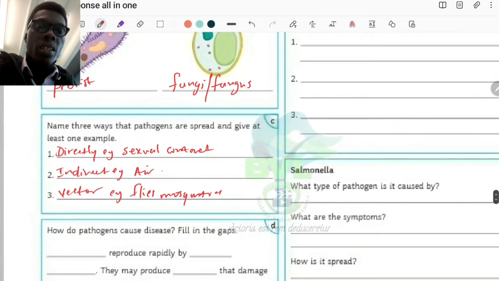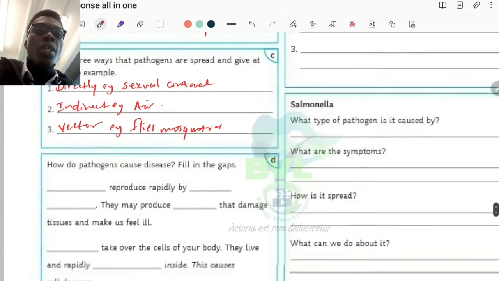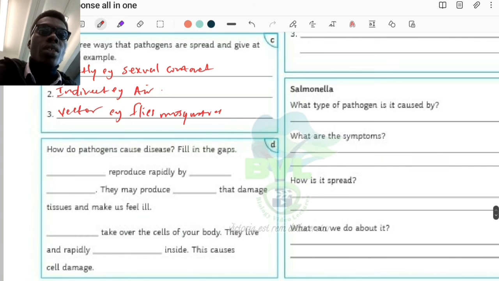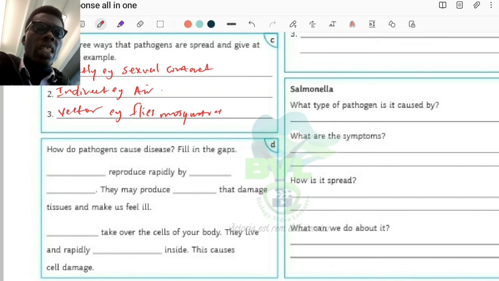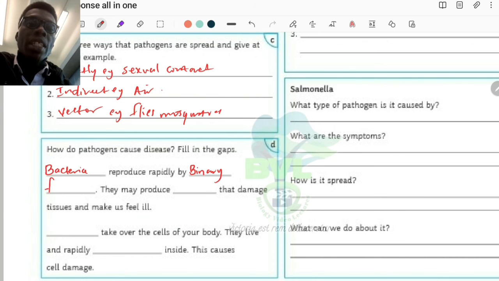Please pardon my handwriting. So here it says, how do pathogens cause disease? Fill the gap. Okay, so that should be reproduce rapidly. Which of the pathogens actually reproduce rapidly? That should be bacteria. Bacteria reproduce rapidly by dash. You could say by binary fission. Actually, they use a process called binary fission, which is a type of mitosis.